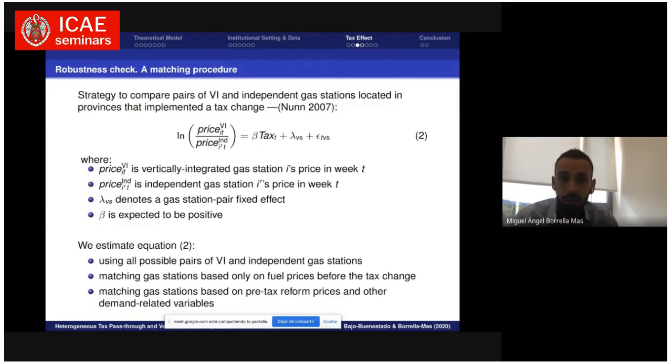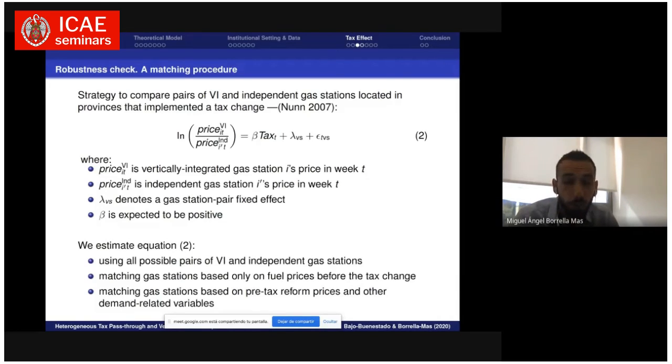We are going to estimate this equation with several procedures. First of all, we are going to use all possible pairs of vertically integrated and independent gas stations, and we are going to have a lot of observations. Then, one may think that vertically integrated and independent gas stations may face different demand patterns. For example, all gas stations in toll highways are controlled by vertically integrated companies. As a result, you may be concerned that this difference in demand may also cause some degree of heterogeneity in the impact of the tax change on prices, thus causing a bias in our estimates.